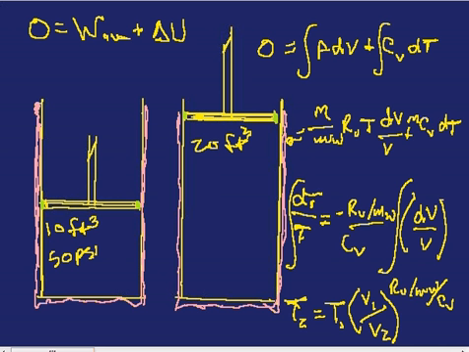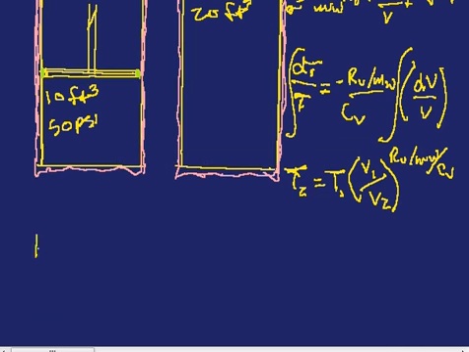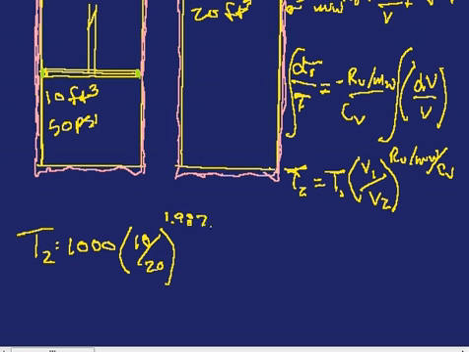Give ourselves some room. T2 equals T1, 1000, times V1 over V2, 10 over 20, raised to the R_U. Now we have to be careful with the units of the gas constant. Let's put it into 1.987. That's BTUs per pound mole degree Rankine. Divide that by the molecular weight 29, all divided by CV 0.17. Got to make sure we have consistent units. That comes up to T2 equals 756 Rankine, about 300 degrees Fahrenheit, a little under. And so we have T2.